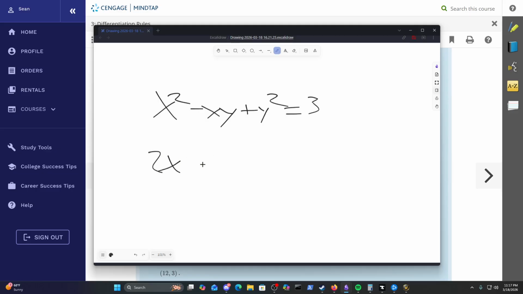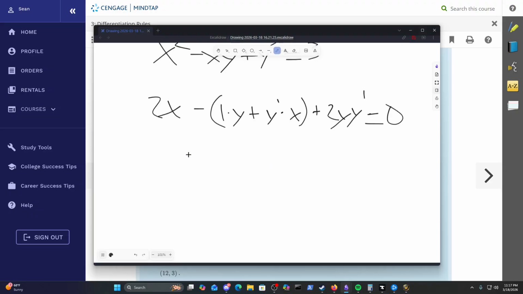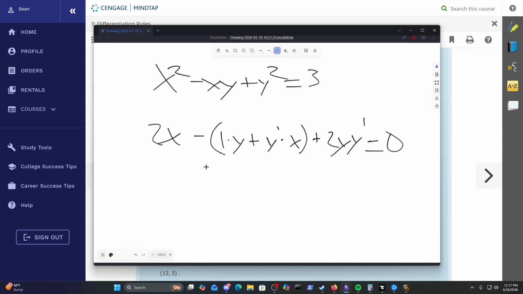So x squared turns into 2x, minus xy. We know it's 1 times y plus, because it's product rule, y prime times x, plus y squared should just be 2y. Don't forget to tack on the y prime there. Equals the derivative of a constant. 3 is a constant, so the derivative is 0.